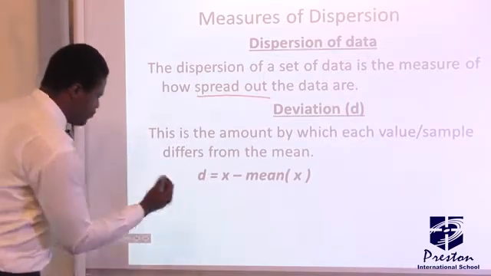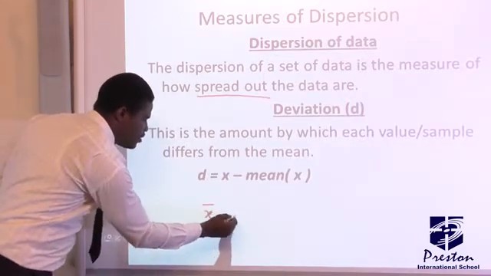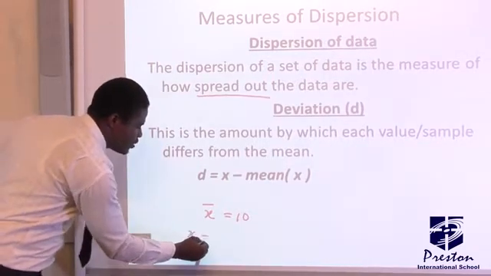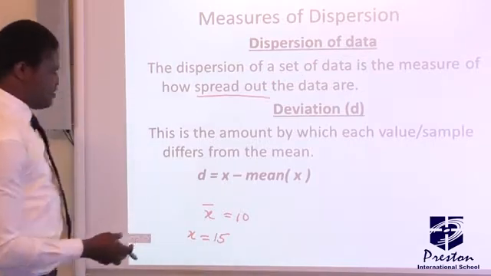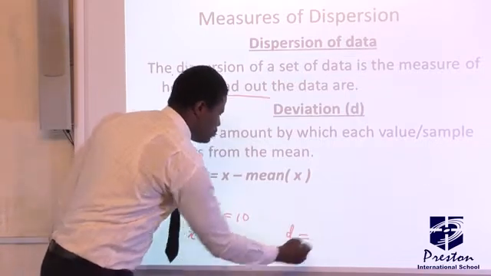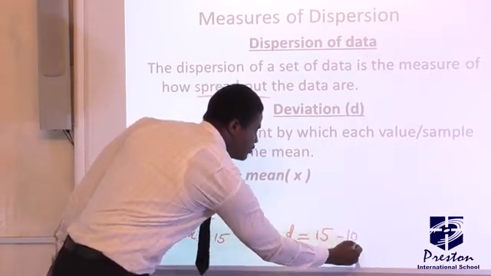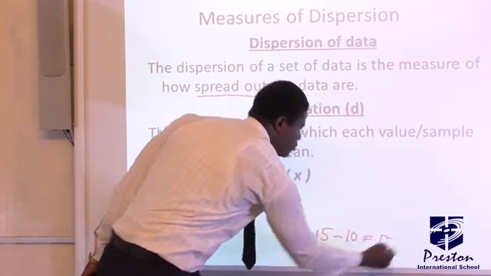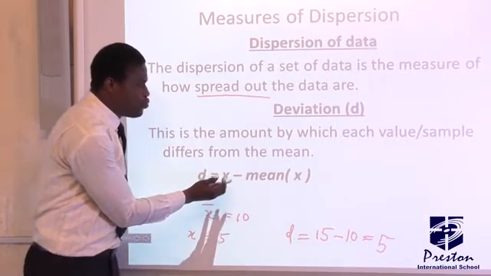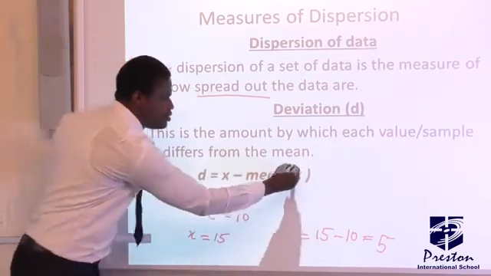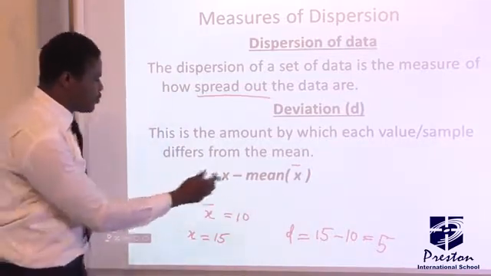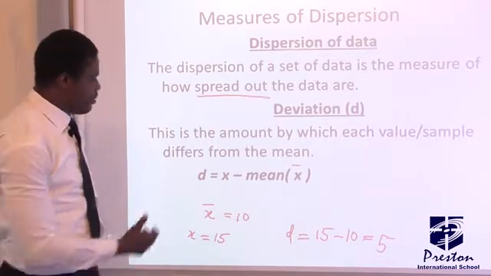Now, if the mean is equal to 10 and one of the samples is equal to 15, in this case the deviation here is 15 minus 10. This will give us 5. This is what we mean by deviation. That is, deviation is equal to sample minus mean. Take note, this is the formula: deviation is equal to sample minus mean.